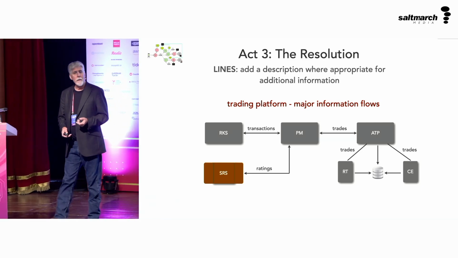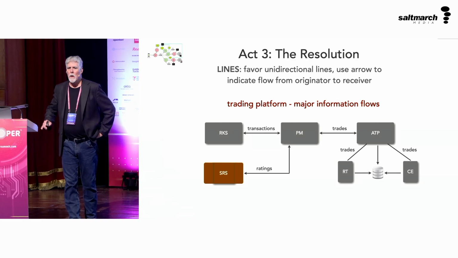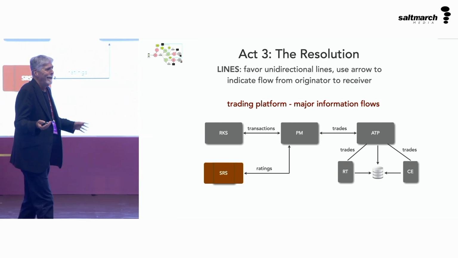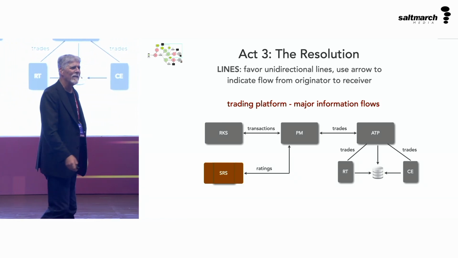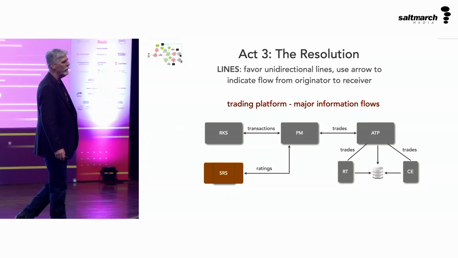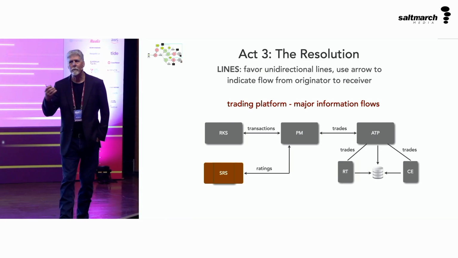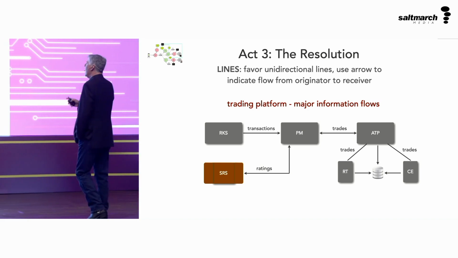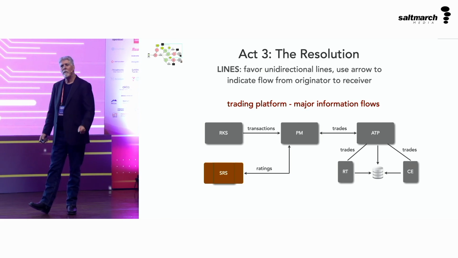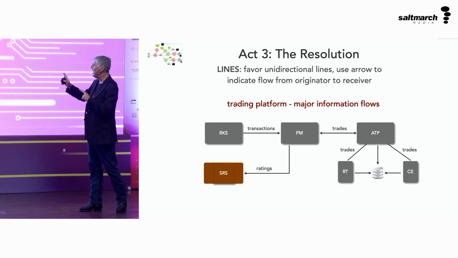That really helps me. The other thing is to favor unidirectional lines. Why do we do bidirectional lines as architects? Because we're told to put arrows on them. I don't know. I just want to get this thing done. They convey no information whatsoever. So unidirectional lines show the direction of information flow. For example, RKS sends trades to PM. Look at the understanding we're gaining of how this works. Also, PM and ATP, but those do have trades going back and forth.